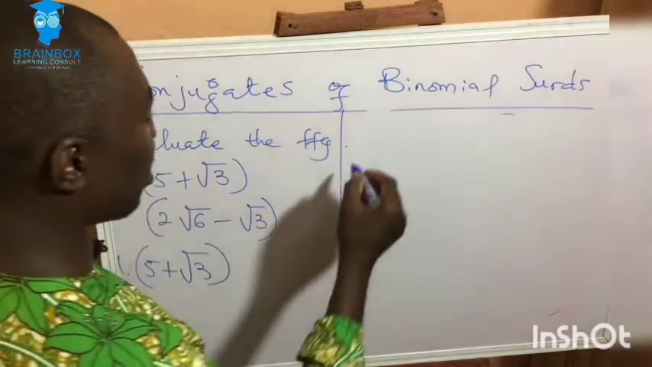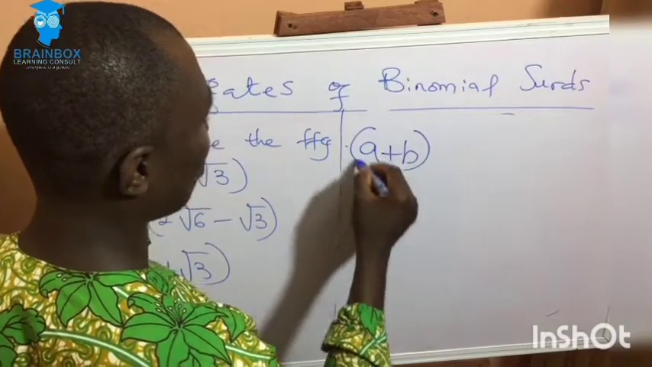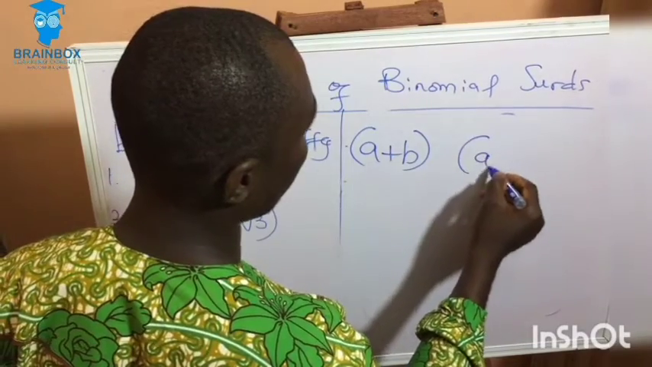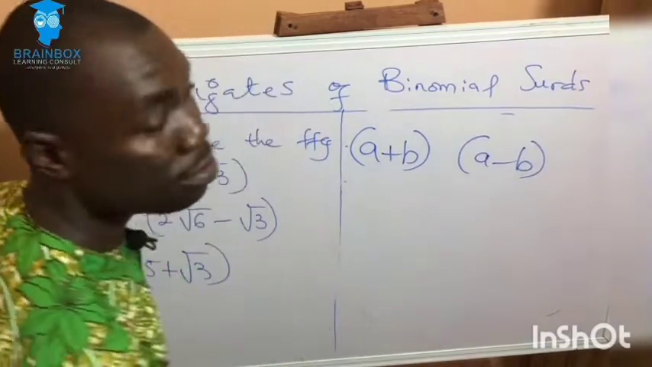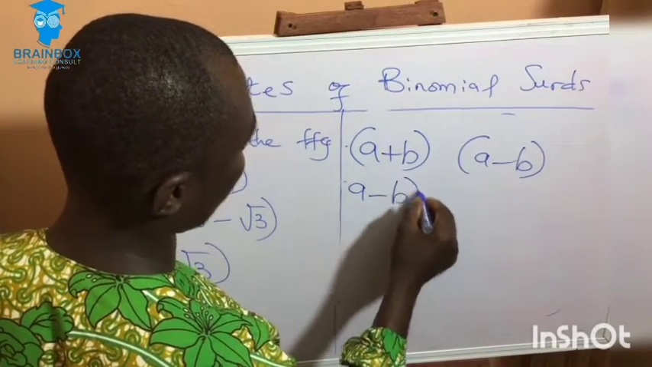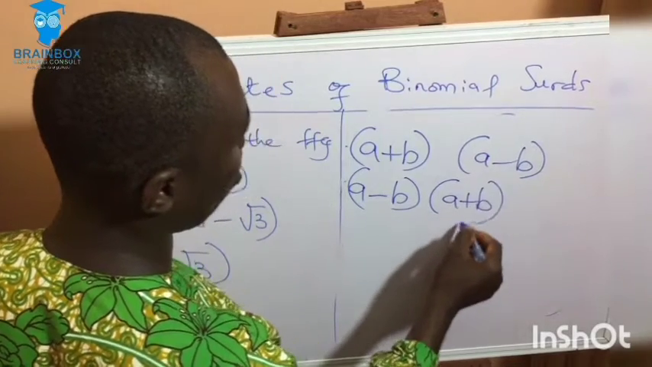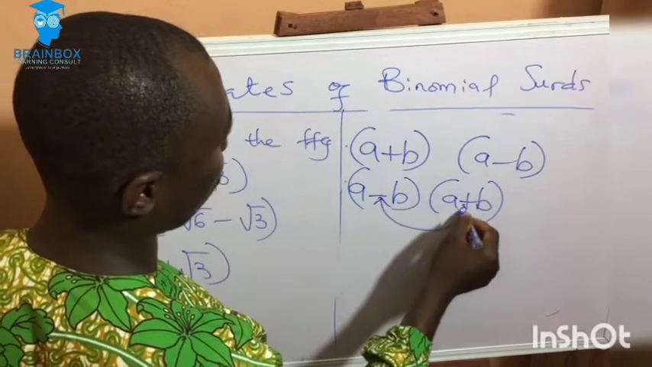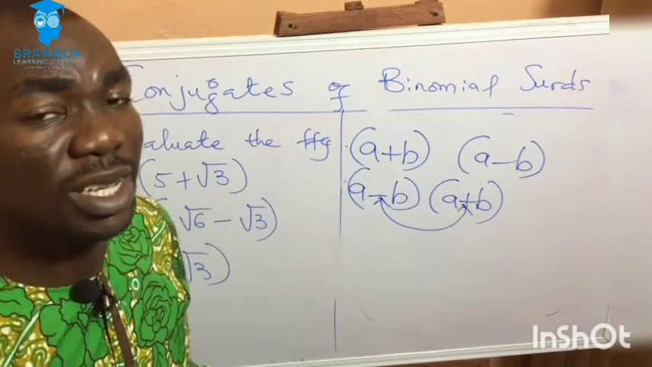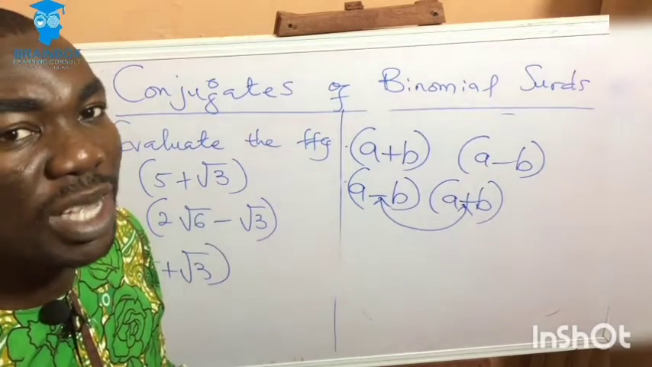Now, I will give you this example. For instance, a plus b. The conjugate of a plus b is actually a minus b. So, if you have a minus b, taking the conjugate is actually a plus b. So, the opposite is that sign. So, the opposites are going to multiply themselves.